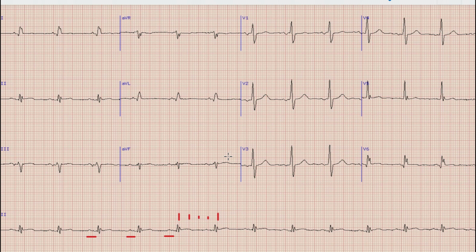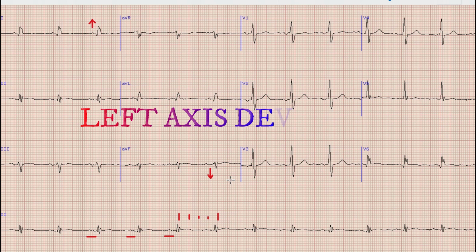After the heart rate, the next step is finding the axis on an ECG. For axis, we will look at lead 1 and lead aVF. As you can see, in lead 1 the QRS complex is positive while it is negative in lead aVF. So the presence of a positive QRS complex in lead 1 and a negative QRS complex in lead aVF means that it is a left axis deviation.